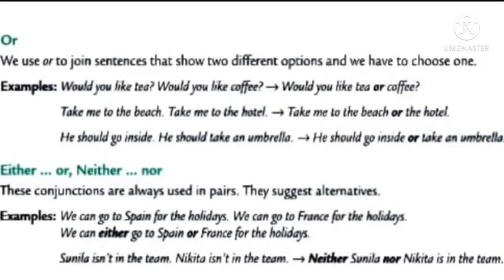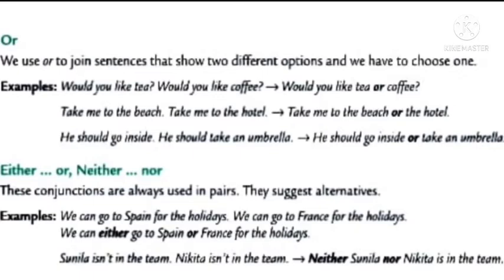Next conjunction is or. We use or to join sentences that show two different options and we have to choose one. So if there are two different options and we have to make a choice out of those two, then we'll have to use the conjunction or. For example, would you like tea? Would you like coffee? So here we have two options, we have two choices. Which one will you select? If you want to select any of these two, we'll have to use or, okay, in order to join these sentences. For example, would you like tea or coffee? So that's how we make it short by using or.